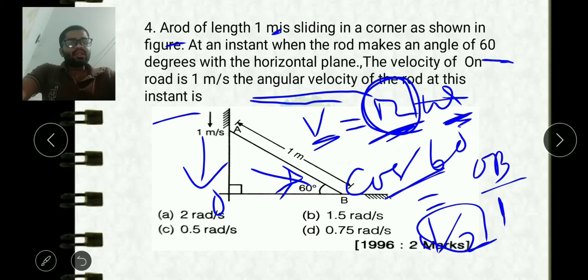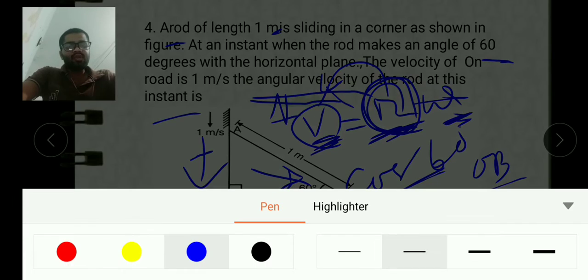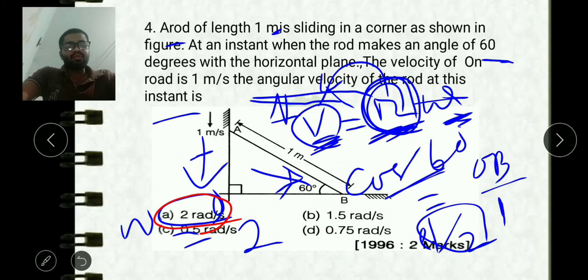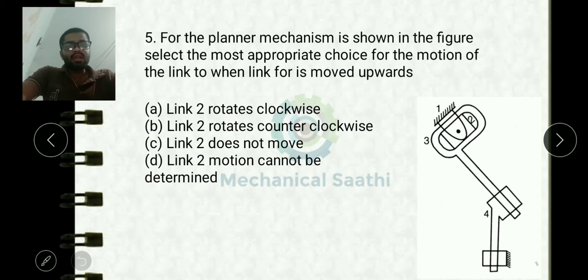So if we put this value over here, then we can find out. The velocity is given as 1 meter per second, so this will be equal to 1, and this will be 1 by 2. So if we take this to the other side, I can write omega will be equal to 2 over here. Okay, so option A will be the correct one, where omega will be equal to 2 radian per second. Okay, so moving forward, question number 5: a planar mechanism is shown here.